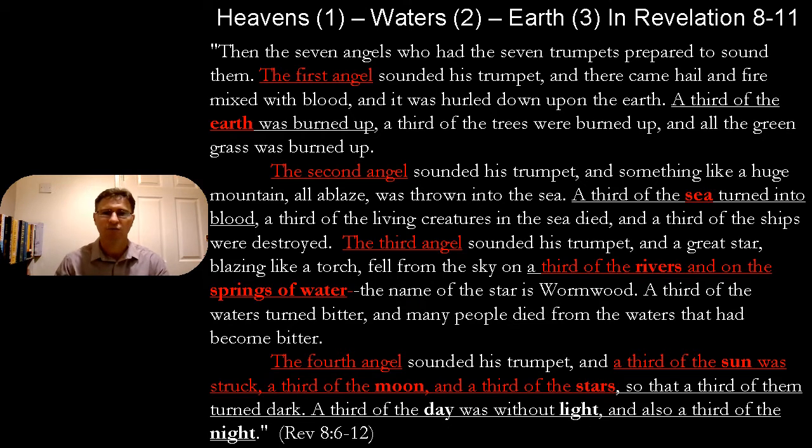So you can see, if you look at the text in red, the first angel did something and a third of the earth was burned up. So earth first. The second angel, a third of the sea turned into blood. Earth, then sea. The third angel, a third of the rivers and springs of water turned. And then the fourth angel sounded his trumpet, and a third of the sun and the moon and the stars were struck. So first earth, the things on earth, then the things on sea and waters, and then the heavenly bodies. So you have earth, waters, and heavens. It's the reverse of the order of creation from Genesis.